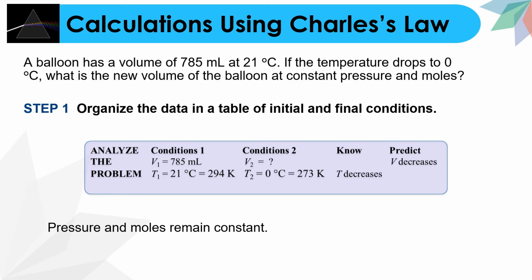initial and final conditions. So yung V1 dito is yung 785 ml. Then yung T1 mo is 21 degrees Celsius. Of course, since gagamit tayo ng Kelvin, you are going to convert it into Kelvin temperature muna by adding 273. So 21 degrees Celsius is equivalent to 294 Kelvin. So V2 is what is asked or the unknown. And of course, yung T2, 0 degrees Celsius plus 273 is 273 Kelvin. Now, you already know that yung temperature is nag-decrease. So expected mo that yung volume would also decrease.